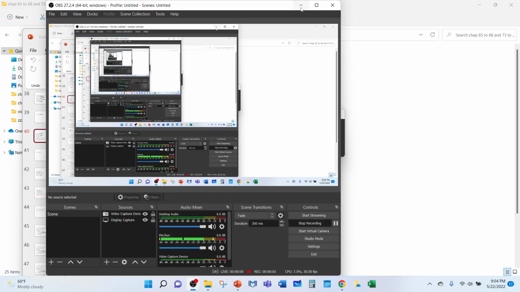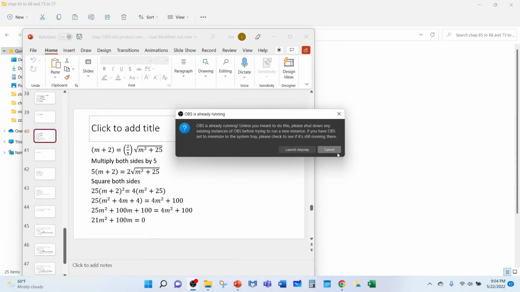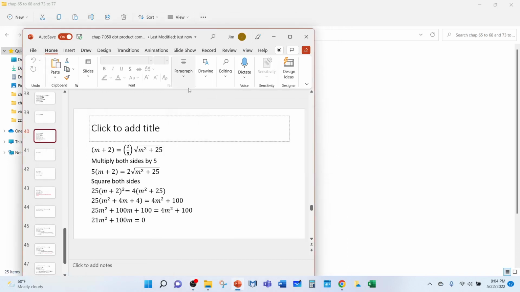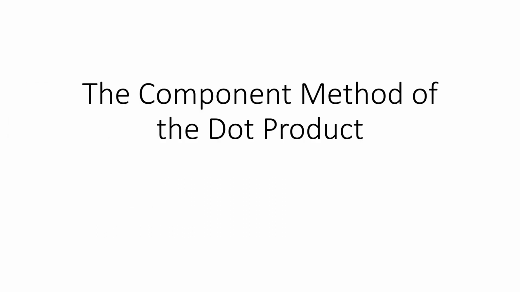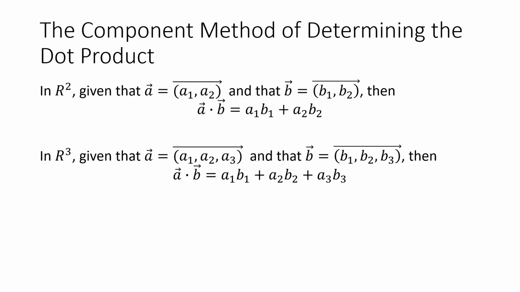In this video, we're going to look at the dot product using the component method. So the component method of determining the dot product is as follows. If the vector A is equal to A1, A2, and the vector B is equal to B1, B2, then A dot B will simply equal A1 times B1 plus A2 times B2.